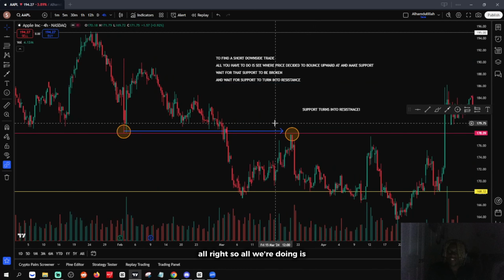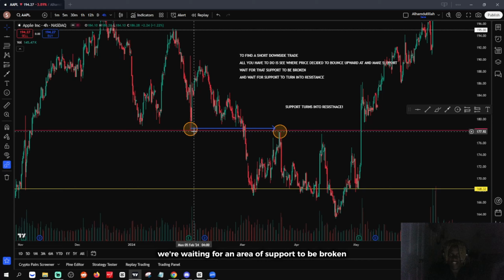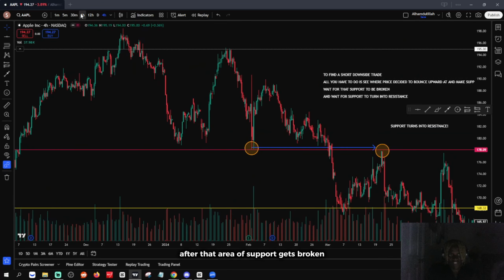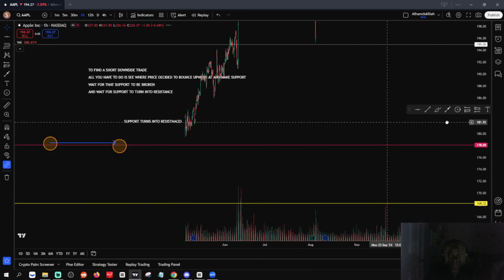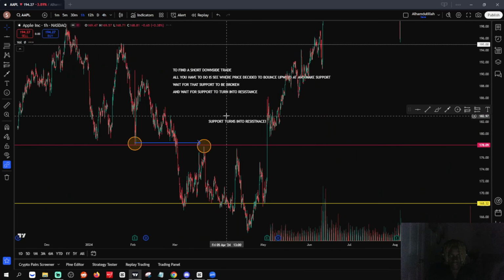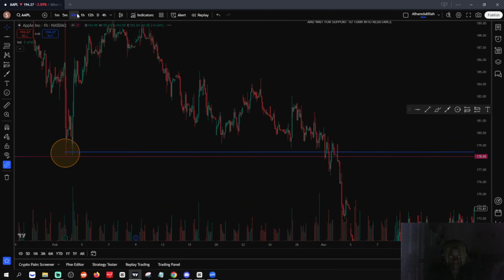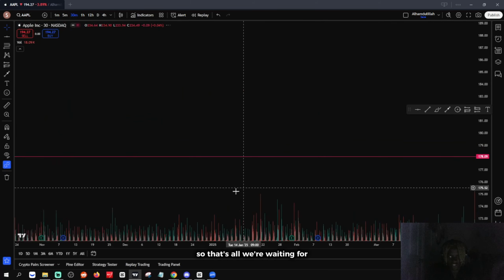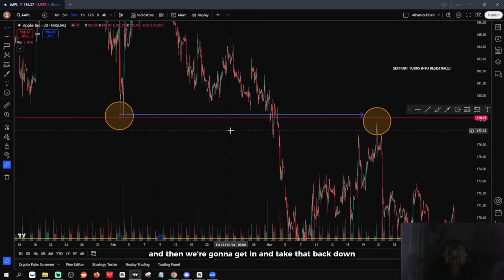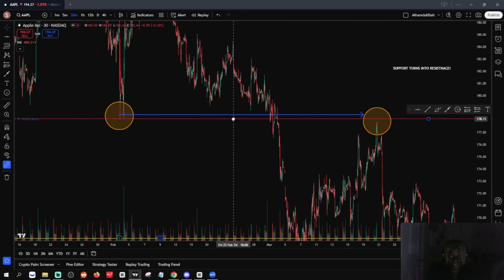So all we're doing is waiting for an area of support to be broken. After that area of support gets broken, we just wait for that price and that area to turn itself into resistance. That's all we're waiting for in order to find a short trade: an area of support to be broken, and support to turn into resistance, and then we get in and take that back down.